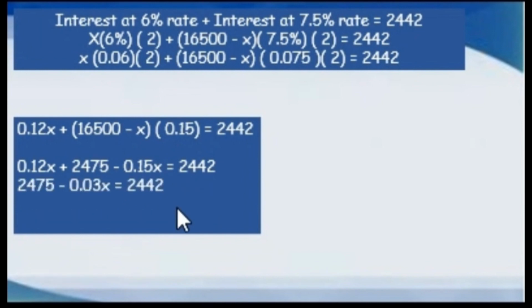2,442. The next one, i-combine natin si 0.12 at saka si 0.15x. Since we have positive 0.12x minus 0.15x, so ang naiwan is 0.03x equals to 2,442.